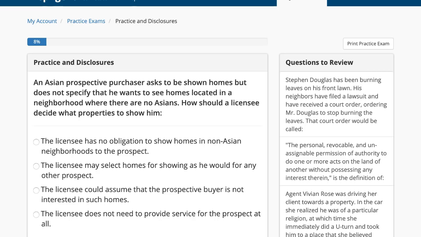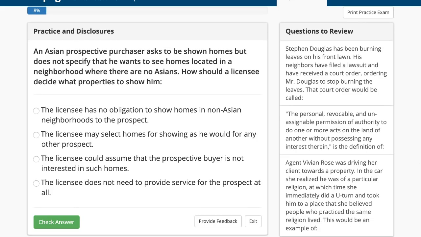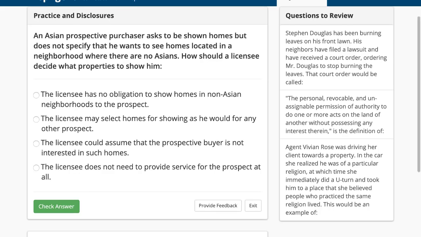Okay, a prospective purchaser asks to be shown homes but does not specify that he wants to see homes located in a neighborhood where there are no Asians. How should a licensee decide what properties to show him? A, the licensee has no obligation to show homes in non-Asian neighborhoods to the prospect. B, the licensee may select homes for showing as he would for any other prospect. C, the licensee could assume that the prospective buyer is not interested in such homes. Or D, the licensee does not need to provide service for the prospect at all.